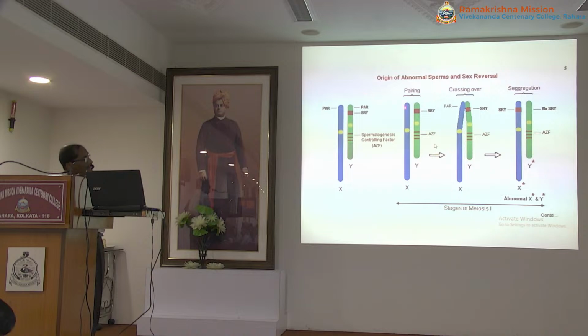So what is happening is that the SRY gene crossed over to the X chromosome. This is X and Y, SRY in the Y chromosome crossing over, and ultimately the Y chromosome lost the SRY and the X chromosome gained the SRY. So there is a problem in the sperm. X having SRY is very unusual, due to a problem in the crossover. Why I am doing this in syndrome patients, I will explain.